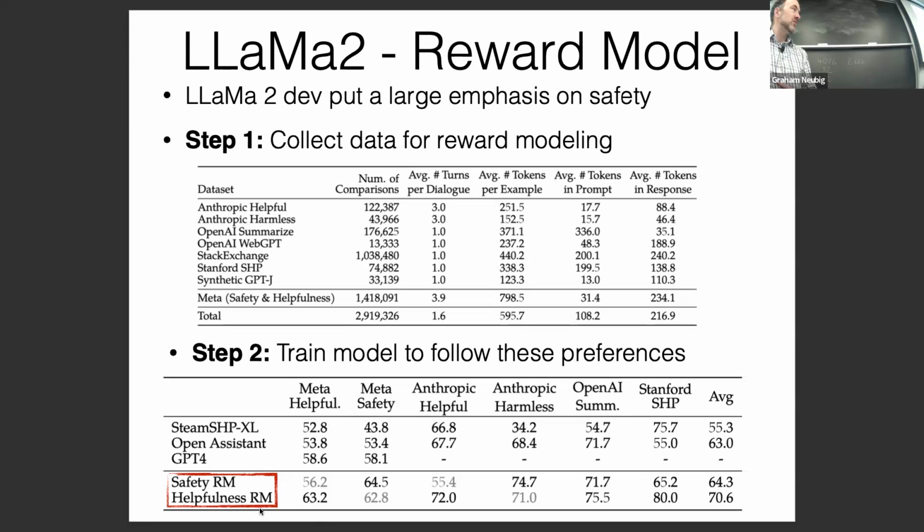They also created two different separate reward models. They created one reward model to distinguish safety and another reward model to distinguish helpfulness. And they use these separately to train the model. And you can see that the helpfulness model does a lot better on discriminating between helpful things, and the safety model does a little better on discriminating between safe and unsafe things.